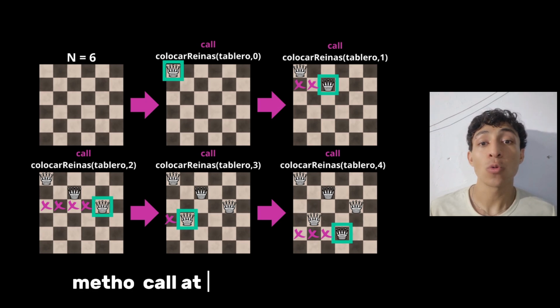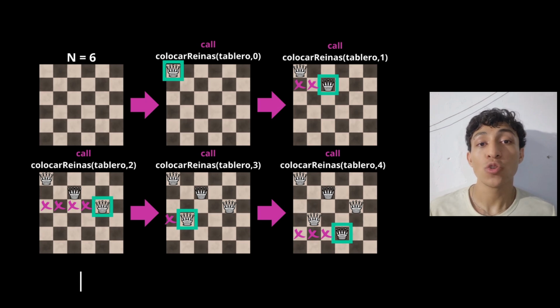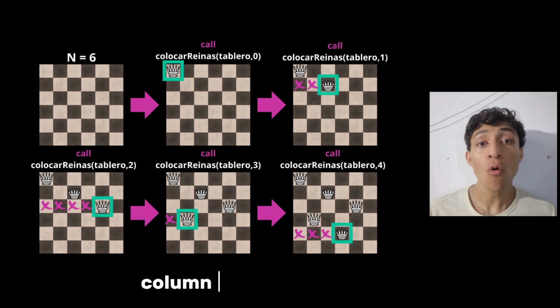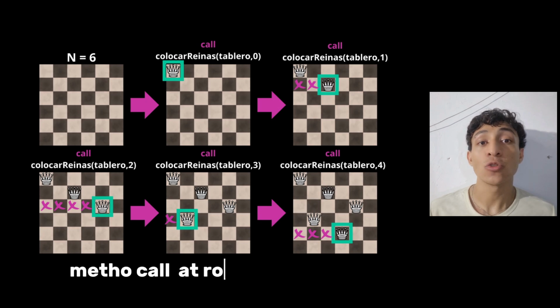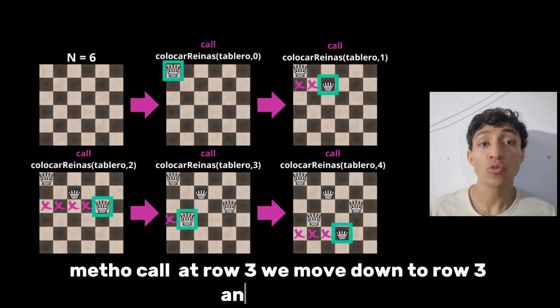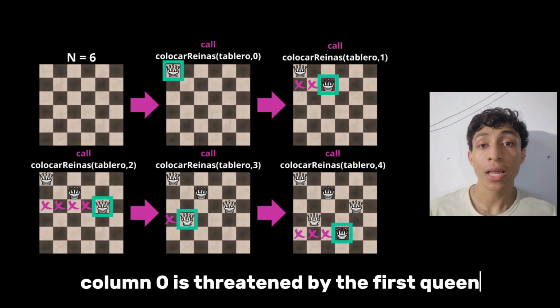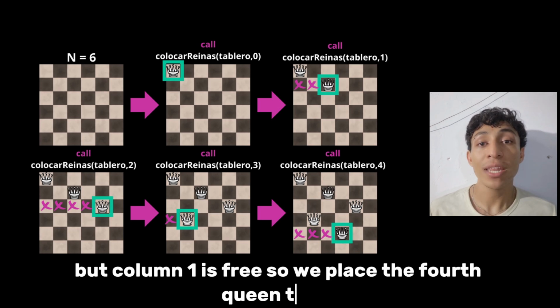Method call at row 2. We continue with row 2. Columns 0, 1, 2, and 3 are threatened by previous queens. Column 4 is the only safe one, so our third queen goes there. Method call at row 3. We move down to row 3 and validate. Column 0 is threatened by the first queen, but column 1 is free, so we place the fourth queen there.